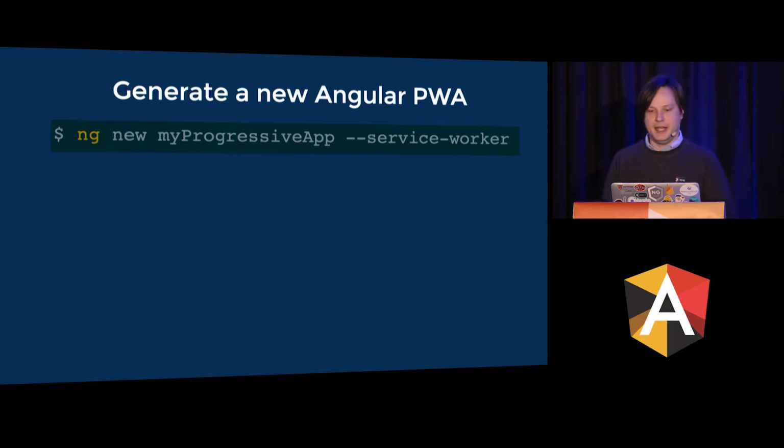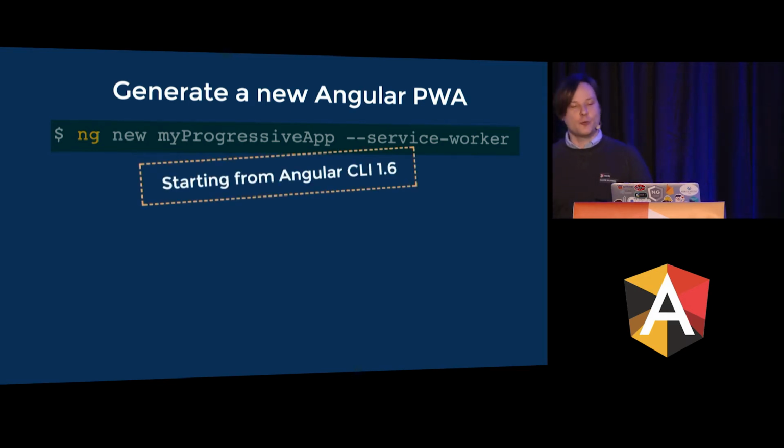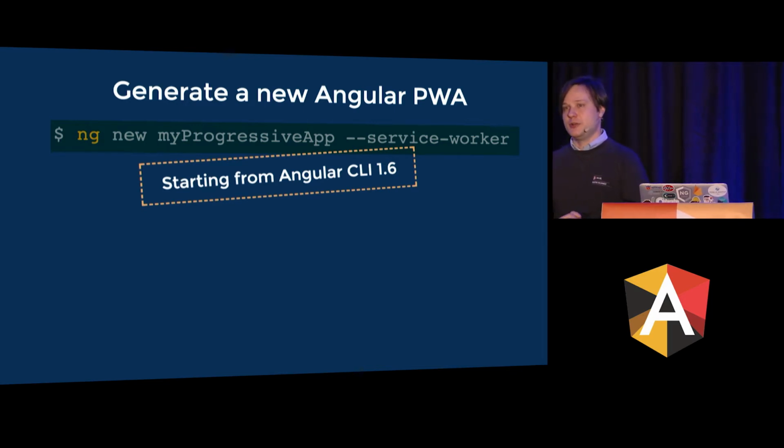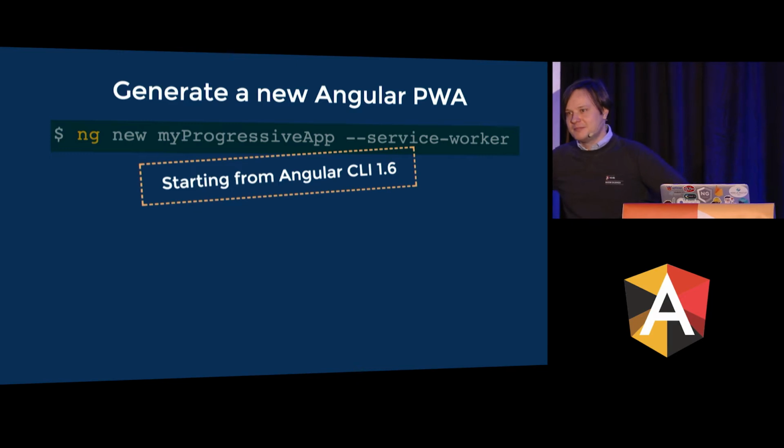Now, finally, let's have a look at how we could create a service worker-driven Angular app. Very simple. Just use the service worker flag when you generate a new app. The shortcut, just sw, is also available. But it all starts from Angular CLI 1.6, whose stable version was released when? Two days ago.